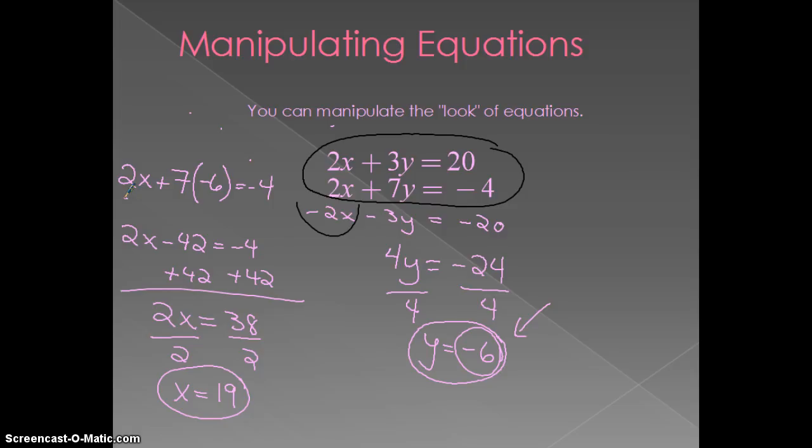Oh, we've got ourselves our ordered pair. 19, comma, -6. Again, how could I define this system? Consistent and independent. Great. Let's try another one.